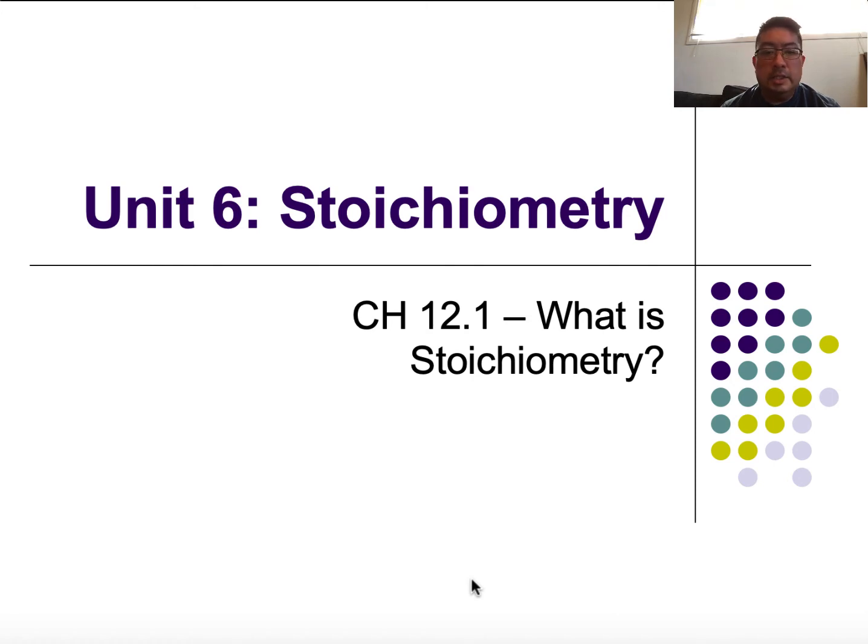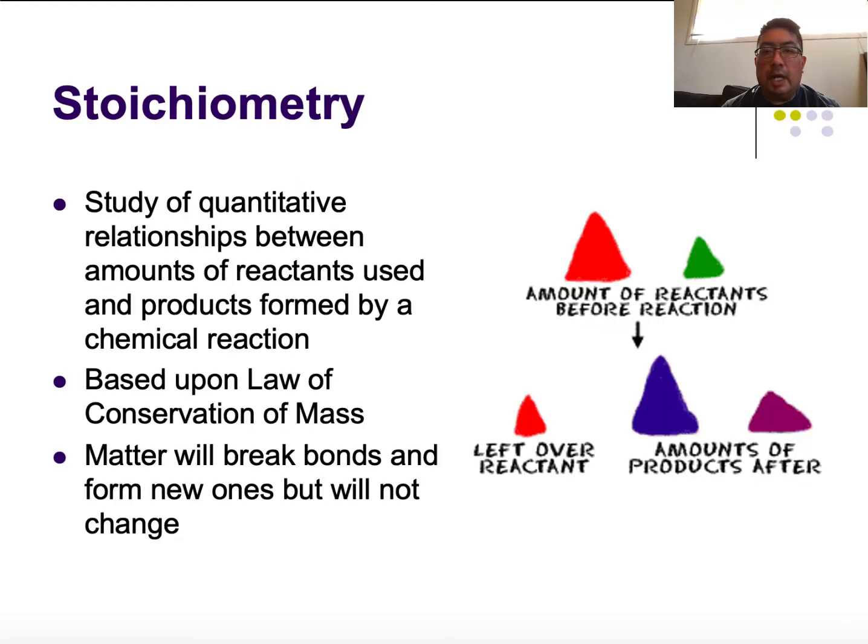Hi, this is my presentation on stoichiometry, which I talked about in class today. So I'm introducing chapter 12, so we're going to talk about stoichiometry and what it is. Stoichiometry is basically studying the relative amounts of reactants and products from any chemical reaction. It is based upon the law of conservation of mass, and basically for a chemical reaction, we're going to utilize it to calculate chemical quantities.